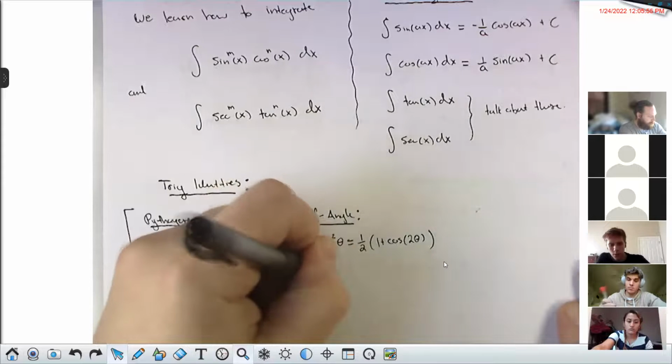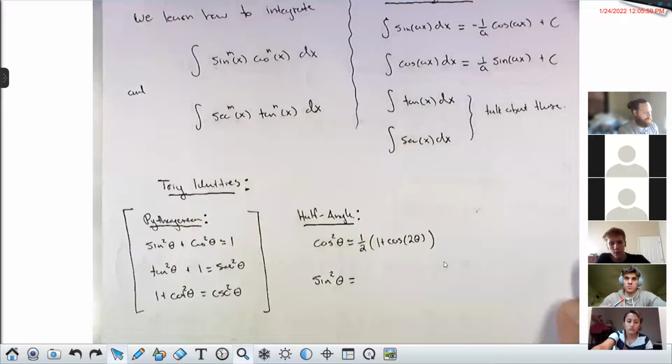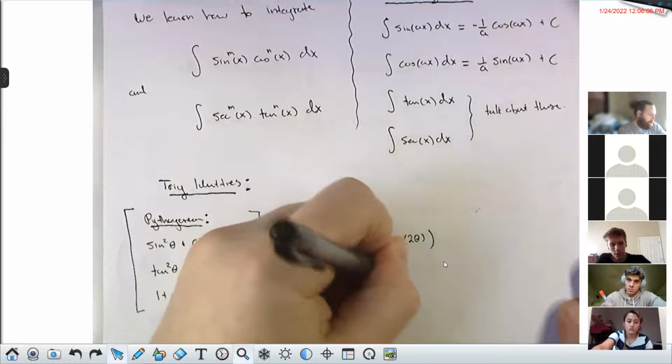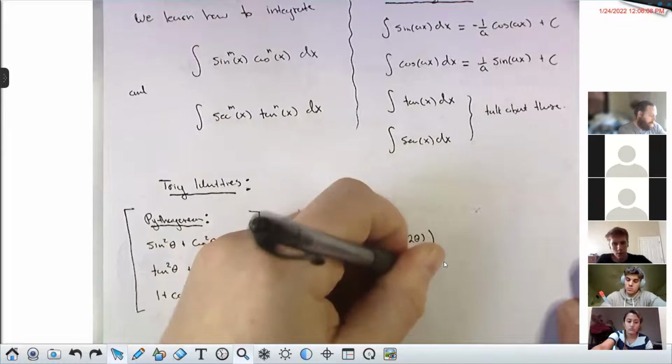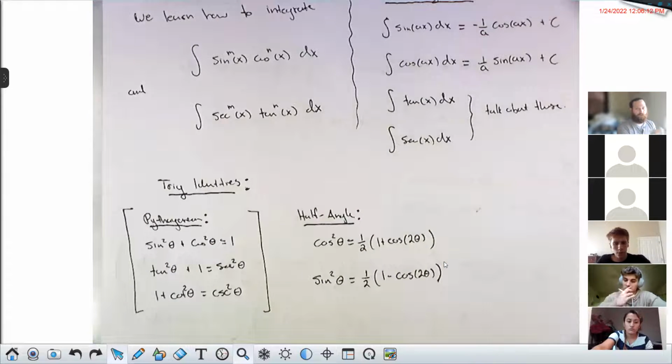The one you get for free, if you remember the one above, is sine squared theta. All you have to do is change this plus to a minus. Everything else stays the same. So sine squared theta is 1/2 times 1 minus cos 2 theta. And it's nice that both of these end in cosines rather than sines. That's a good thing.